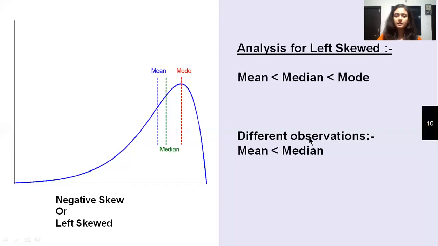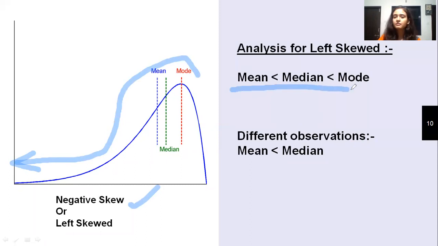Next, we will see the negative skew, or we can say the left skewed. Why is it left skewed? Because I have a long tail over here which is towards the left hand side. So for the left skewed, or we can say the negative skew also, you have to remember that the mean, median and mode are like this. That is mean is less than median is less than mode. So remember this, that mean is less than median for the negative skew.